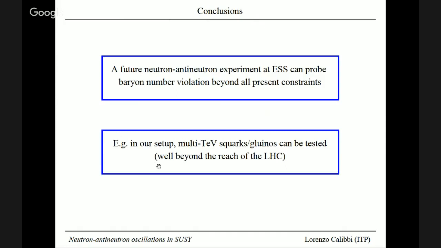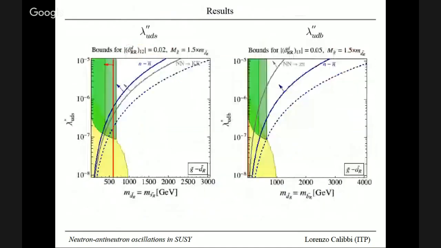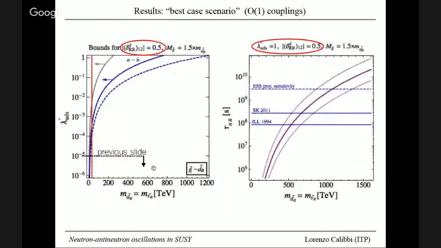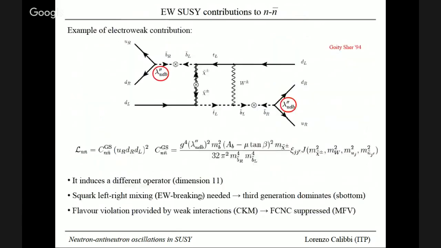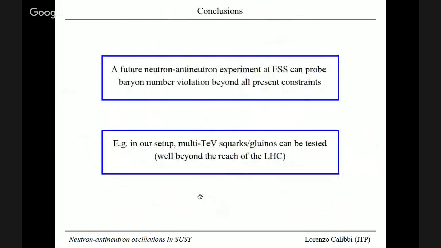And in our example, what is remarkable is that squarks and gluinos in the multi-TeV range, in principle, can be tested. So this is beyond what we can do at colliders, at least at the LHC. If you are in a crazy situation like that, of course, you can even test physics which is really beyond the reach of any collider we can dream of. Okay, I stop here. Thank you very much.